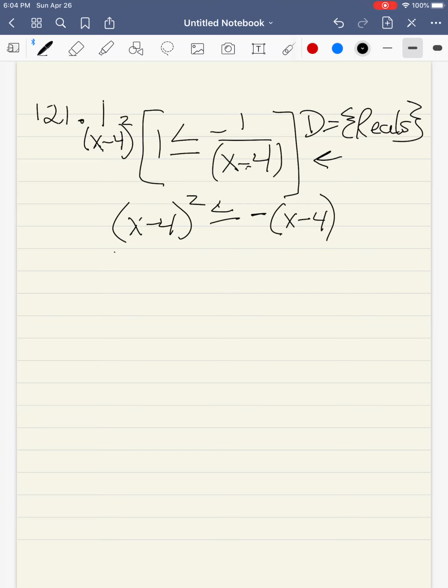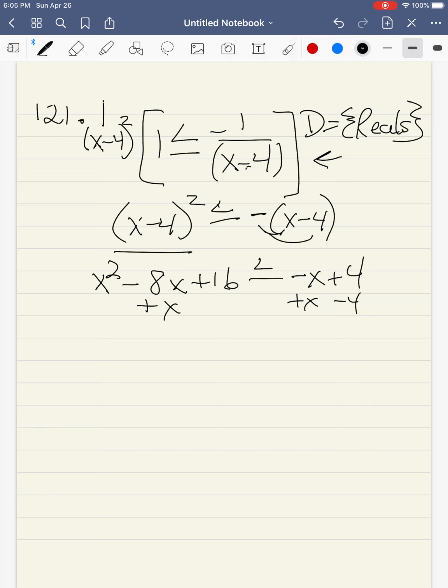So remember, to square a binomial, we have to use FOIL. So x squared minus 8x plus 16 less than or equal to, don't forget to distribute this negative, so minus x plus 4. And then we set this less than or equal to 0, so we need to add an x on both sides and subtract 4 on both sides. So we'll have x squared minus 7x plus 12 is less than or equal to 0.